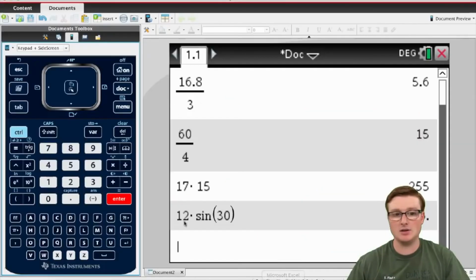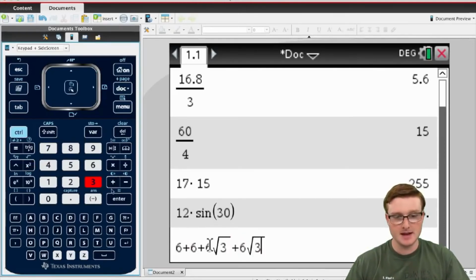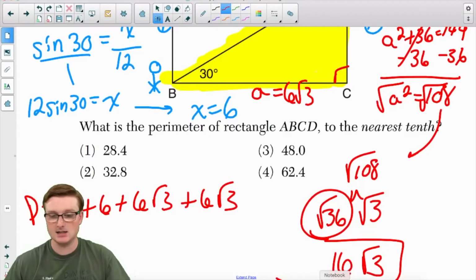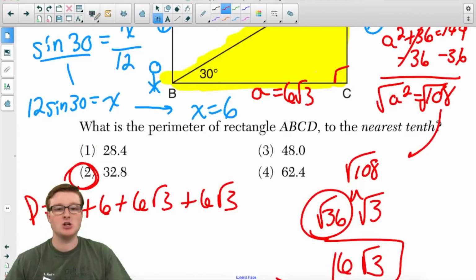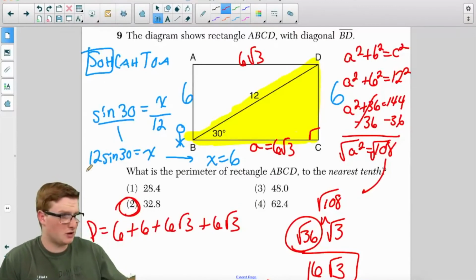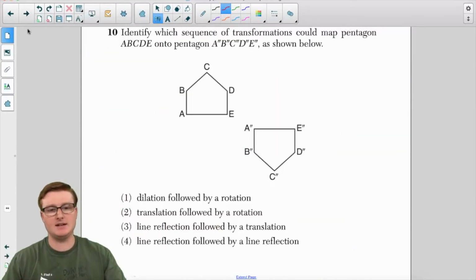When you type that into your calculator, you get 6 plus 6 radical 3 plus 6 radical 3. And that is going to yield an answer of 32.8 when you round it. 32.8. Choice 2 is the answer to number 9. Again, a lot of work for a simple part 1 question. Moving on to number 10.